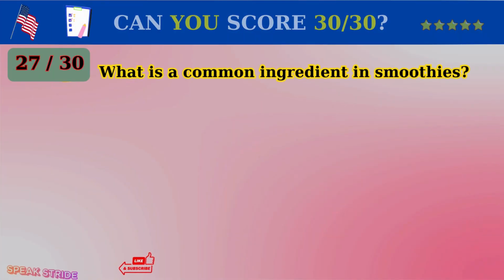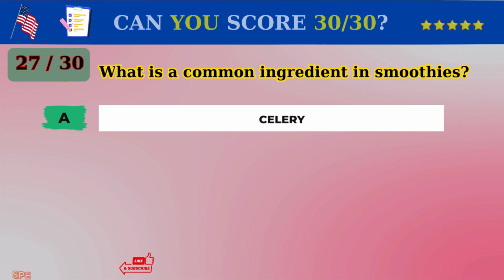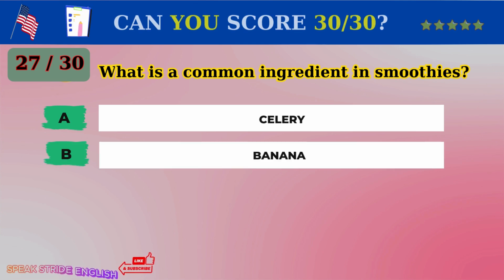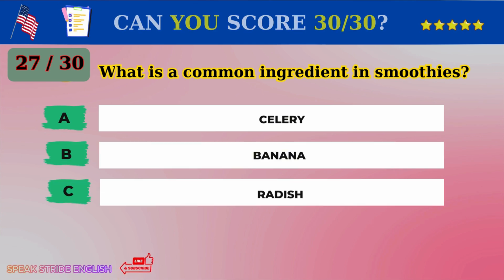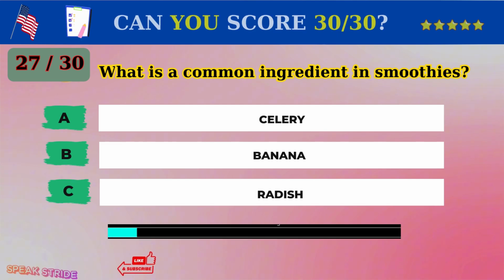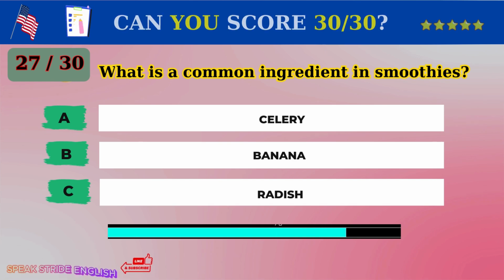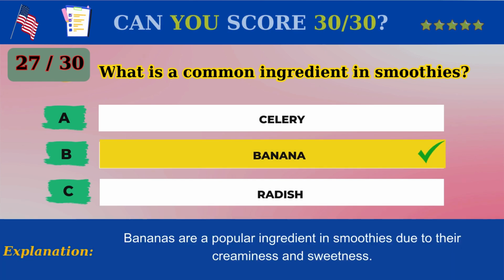What is a common ingredient in smoothies? A. Celery. B. Banana. C. Radish. Answer: banana.